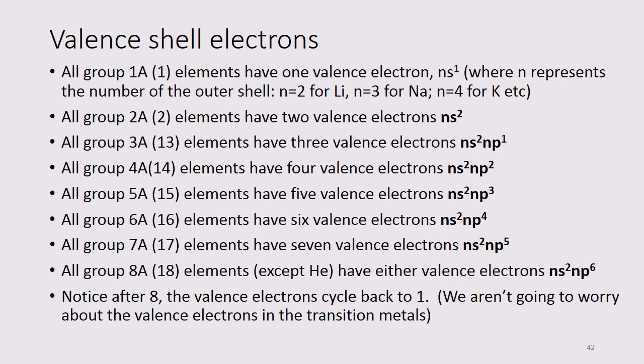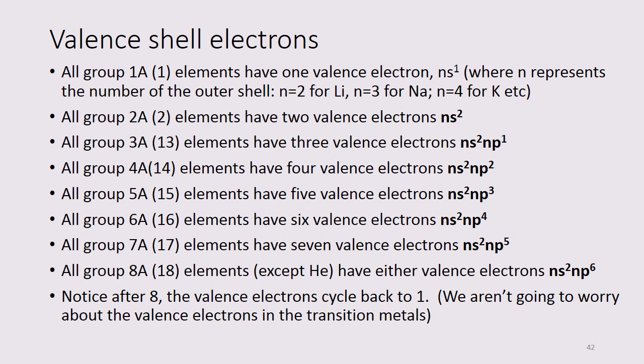So just a summary, and this is why I like using the A's and B's, because it helps you remember. Group 1A has 1 valence electron. They all end with ns1. N just represents which shell we're on. So it's 2s1 for lithium, 3s1 for sodium, 4s1 for potassium, etc. All group 2A elements end with ns2: 2s2, 3s2, 4s2, whatever.